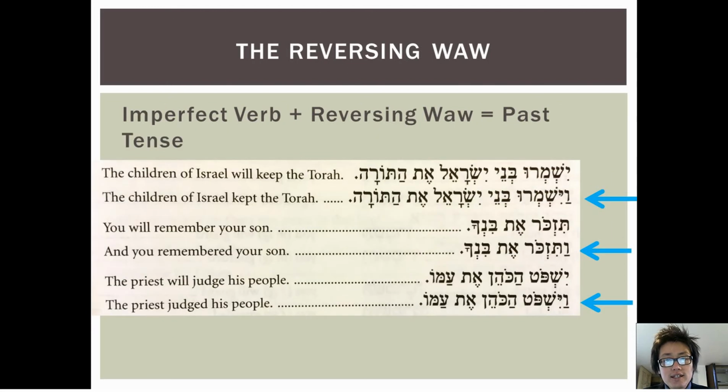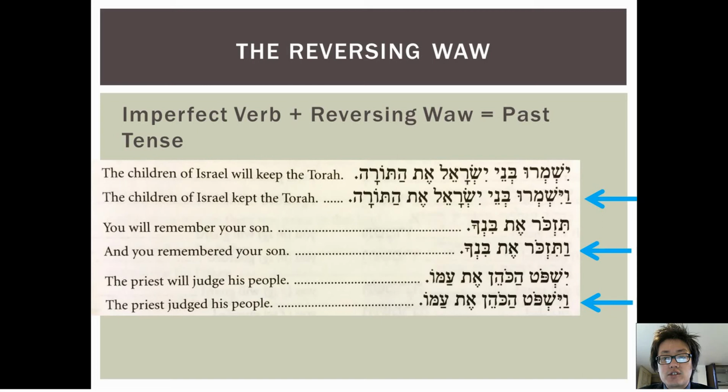Okay, let's look at just a couple more. Actually, let's look now at the imperfect verb plus the reversing vav, and then we'll look at these two. We've looked at the perfect, we'll look at the imperfect, and then we'll do some practice sentences. So here we go. Now we're looking at imperfect verb plus reversing vav. So what do you think is going to happen here? Well, imperfect we normally translate as incomplete action, or often in the future tense in English. So it's going to flip that and turn it into the past tense.